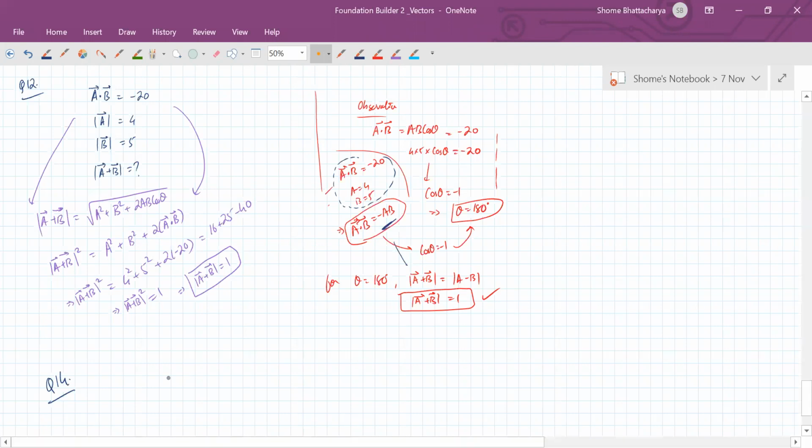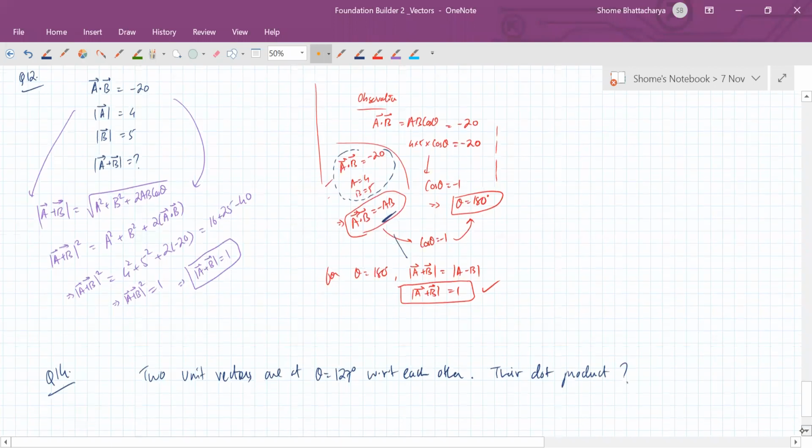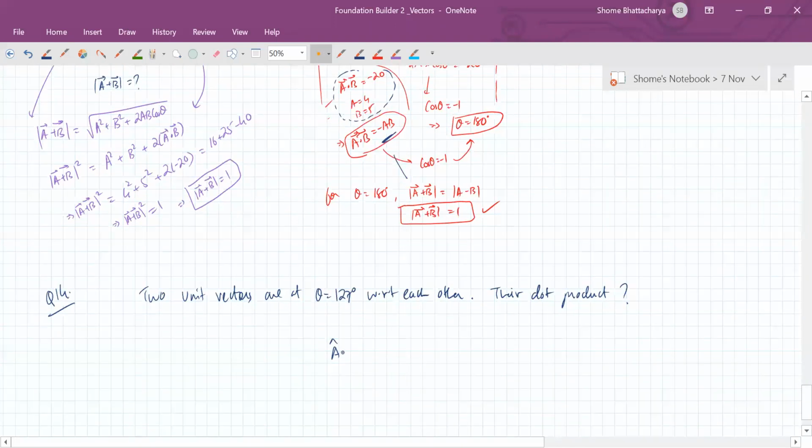Now, question 14 is very simple. It says that two unit vectors are at an angle of 127 degrees with respect to each other. Then their dot product should equal how much? So basically we have to find the dot product of two unit vectors. That will be the product of their magnitudes, that is 1 into 1 into cos theta. And the angle between the two unit vectors, A cap and B cap, is 127. So just substitute it here.